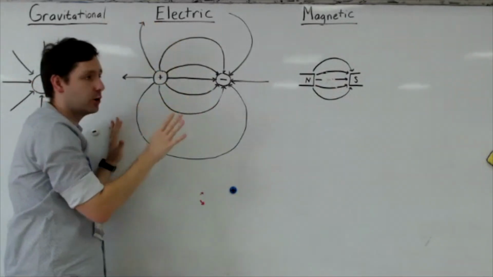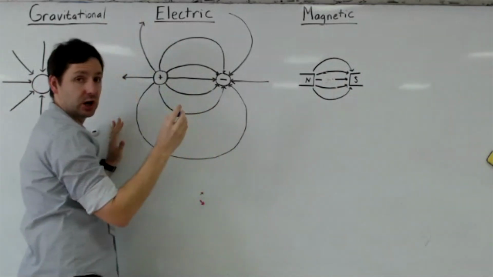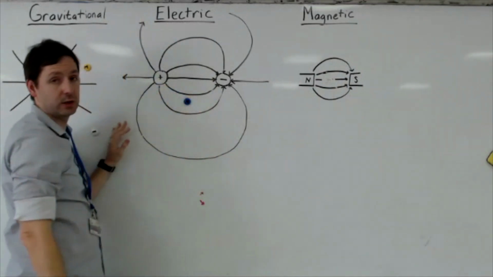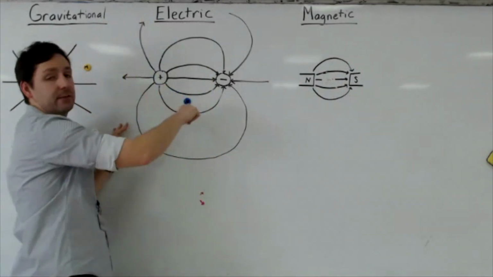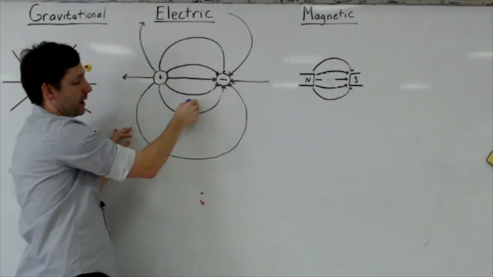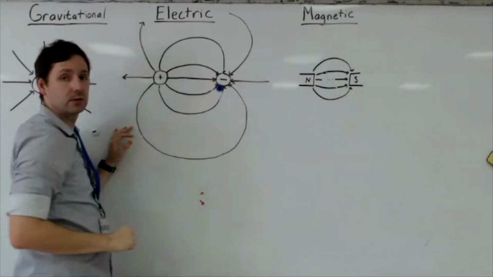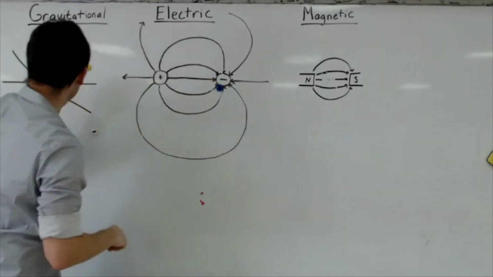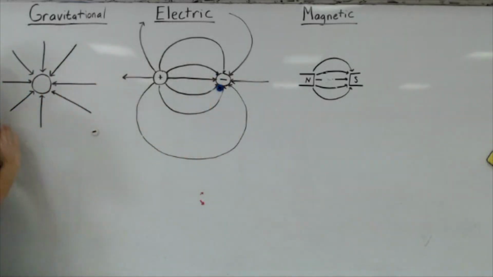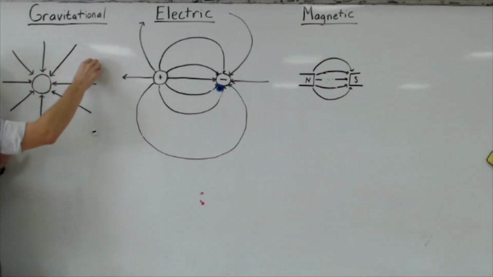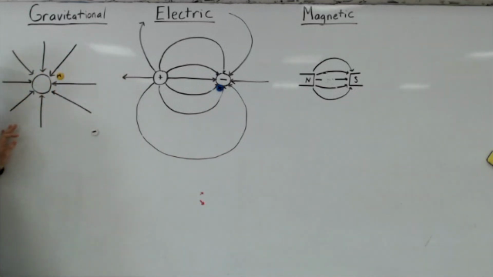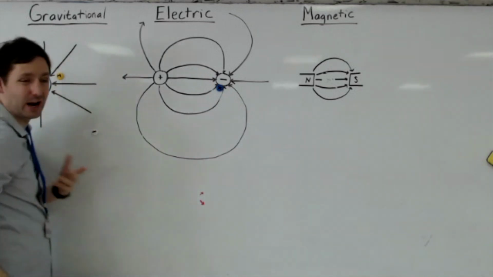It doesn't do anything until I take my charge and I place it in that field. Once it's in that field, it's going to be influenced by the field. And because this one's positive, it's going to follow along basically in between those lines. All right. Same thing here. This field is here. That influence is there. And it's not going to do anything until I place another mass there, which is then going to follow the general direction of our field lines, which means it's going to be attracted there.